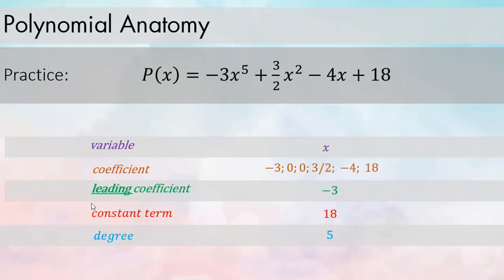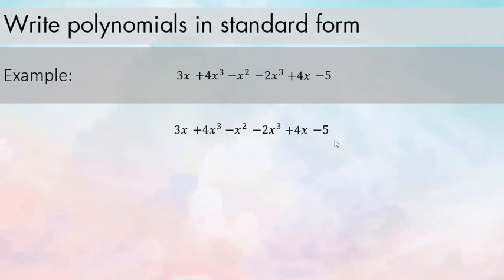Okay, so these are the essential parts of a polynomial. Variable is the most obvious one. We have coefficients, leading coefficient, constant term, degree. And when we work with polynomials, a skill which is very needed is writing polynomials in standard form.